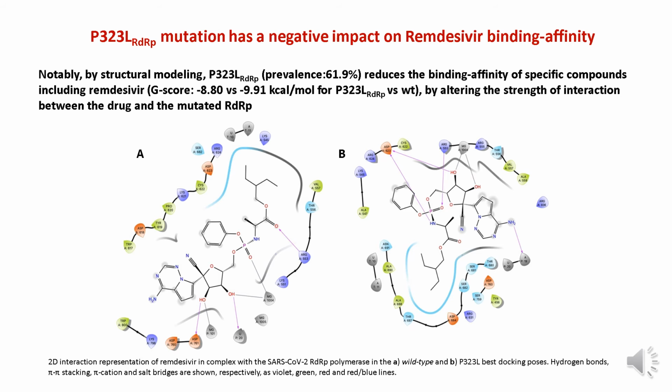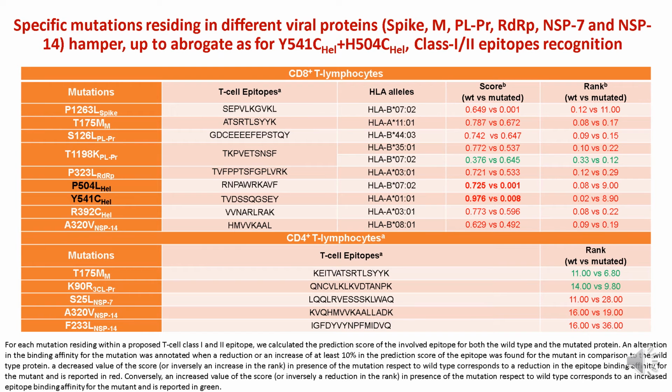The final step was to evaluate the effect of mutations on epitope recognition. As highlighted in red in the table, our in silico prediction models showed 12 mutations reduced the binding affinity for specific HLAs compared to the wild type epitope. To note, a drastic drop in the binding affinity was observed for both helicase mutations at positions 504 and 541. This suggests a process of antigenic drift facilitating SARS-CoV-2 escape from T-cell mediated immune response.